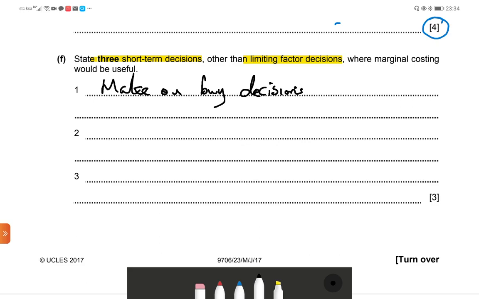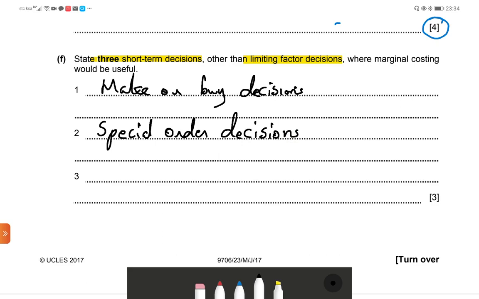Second, special order decisions. That means customized order, right? When there is any customized order, we will use the marginal costing.